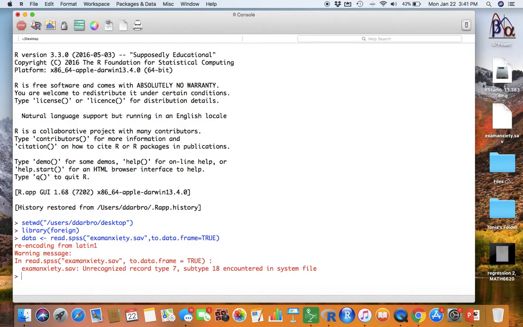Now, we get an error. I'm not really sure what the warning is. It's an unrecognized record type 7, subtype 18. Guys, I don't know what this is. But, and again, this is just an academic illustration, if this was data that I was using to publish and make decisions about people, maybe to create policy, I'd want to look into that a little bit more. But for right now, I'm just going to proceed.